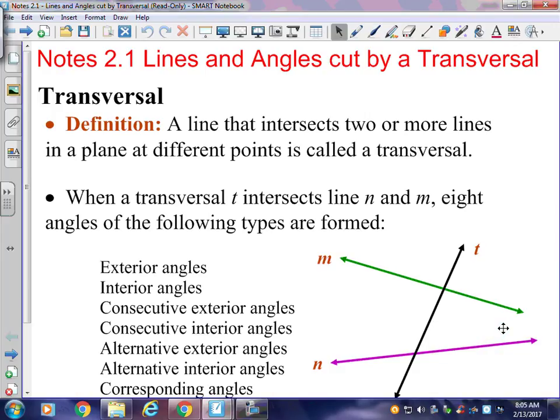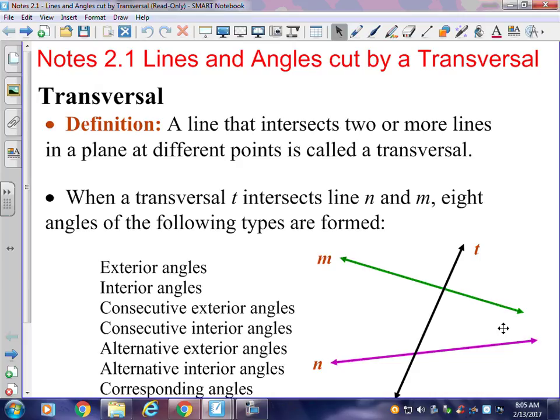Okay, today we're going to look at lines cut by a transversal. Two or more lines can be cut by a third line. Here in this picture I have M and N and they're being cut by T, the transversal, to show that they form different kinds of angles. And here's a list of the names of all the angles.